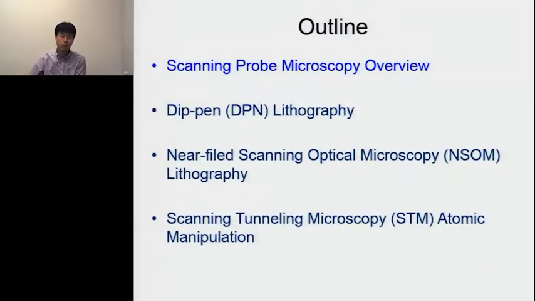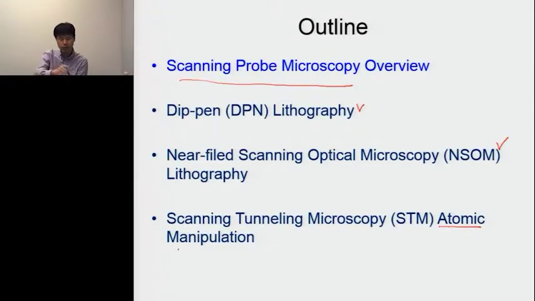So here is the outline. I will give you some overview of scanning probe microscopy, because this technology is based on scanning probe microscopy technology. And then we will move to dip-pen lithography. And then we will talk about ensom lithography. And then finally, we will talk about scanning tunneling microscopy, atomic manipulation.